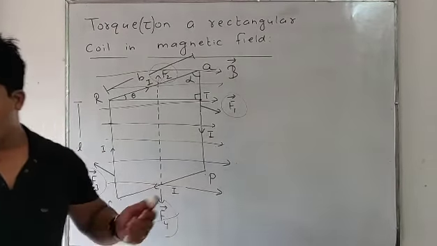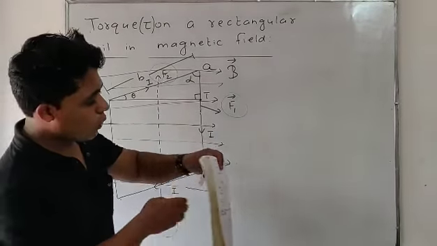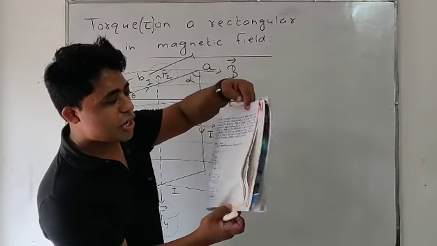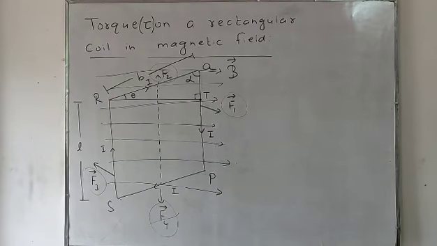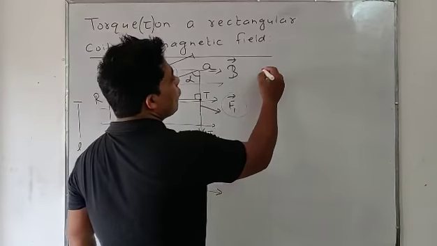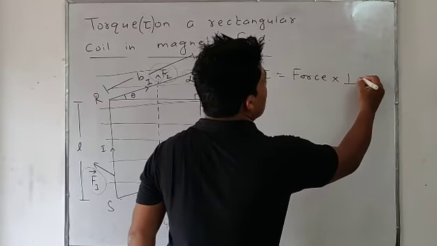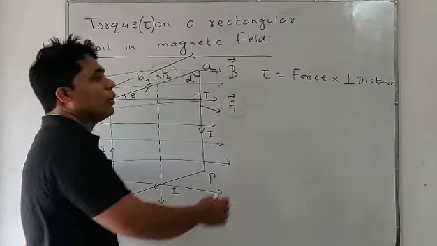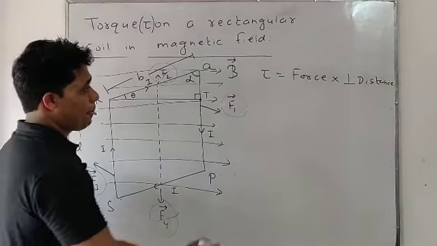So in that condition, what will happen, students? If we apply one force upward and another downward, the coil starts rotational motion. It starts rotation. So that is called torque, moment of force. And what is the formula of torque? Force into perpendicular distance. The formula of moment of force is force into perpendicular distance.